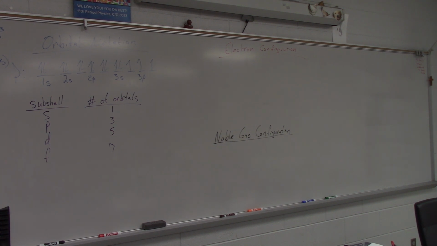P block, one, two, three, four, five, six. Divide by two is three. D block is 10. Divide by two, it's five. F block is 14. Divide by two, it gives you seven. This tells you how many orbitals of each of these they can have.